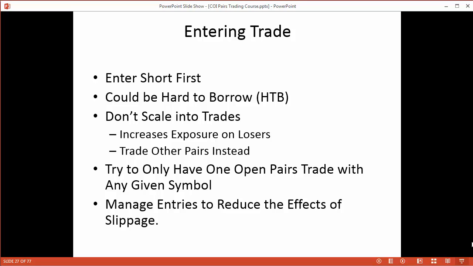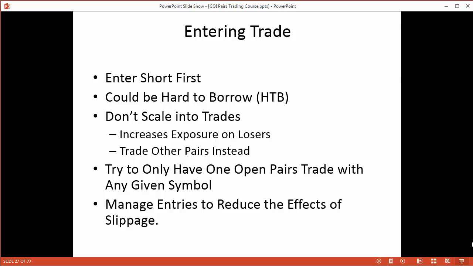So if you want to put another trade on, just trade one of the other pairs that you've got a signal on and increase the number of occurrences that you have. The more occurrences of pairs trades that we have, the better chances are that we're going to realize the probabilities of our trade that are definitely in our favor. So you want to trade as many pairs as you can.